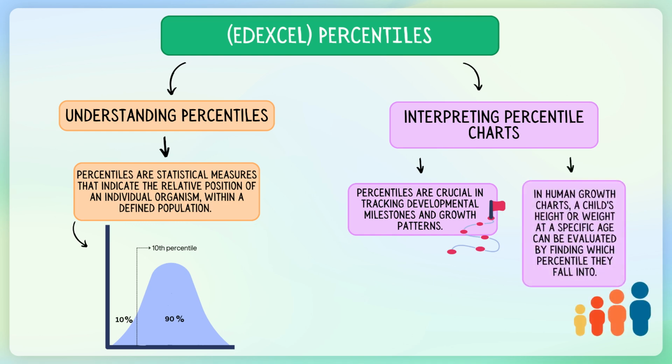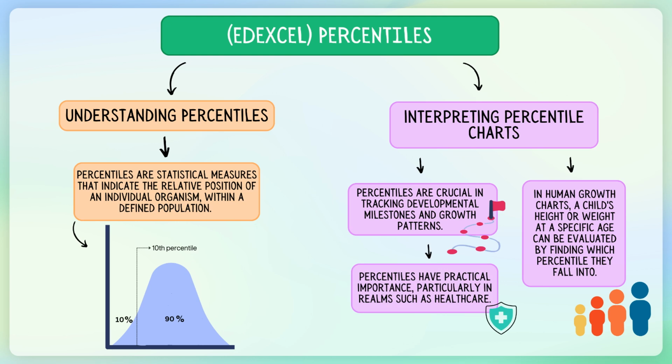For example, in human growth charts, a child's height or weight at a specific age can be evaluated by finding which percentile they fall into. This offers insights into whether the child's growth is typical or requires further monitoring. Finally, we touched on the practical importance of understanding and using percentiles, particularly in realms like healthcare, where percentiles assist in making informed decisions about growth trends and potential health interventions. By grasping these concepts, you will have a better understanding of how growth can be monitored and compared. This paves the way for more advanced studies in cell differentiation and growth.